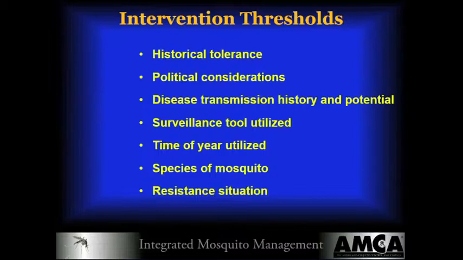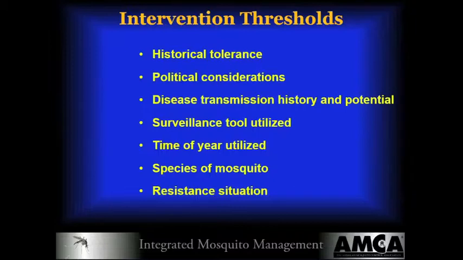There is no national standard for survey results that will tell you need to do intervention at this point. There's no standard. It's based upon local results. You've got political considerations that figure into whether you're going to do any type of intervention. Disease transmission history and potential. If you're in an area that's historically got eastern equine encephalitis, your thresholds may be a lot lower, so that if you get a few Culiseta melanura in a trap, you're going to spray right away. If you don't have eastern equine encephalitis, that may be different in your case.